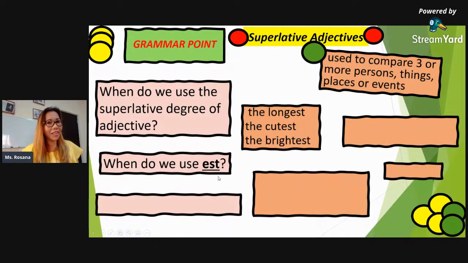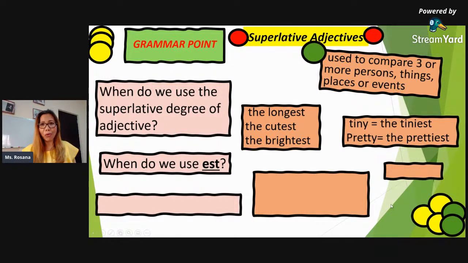Now, generally, est is used for shorter adjectives, like the longest, the cutest, the brightest. But why did we use most in unique? We say the most unique. We cannot say the uniquest, right? Because it is wrong. Now, there are adjectives which end in y. What do we do? How do we form the superlative adjectives? So we change y to i and add est. Example, tiny, the tiniest. Pretty, the prettiest.